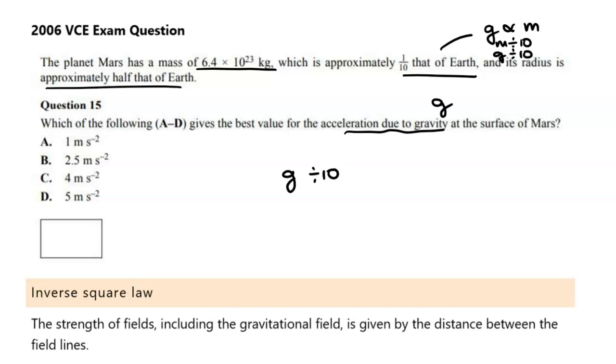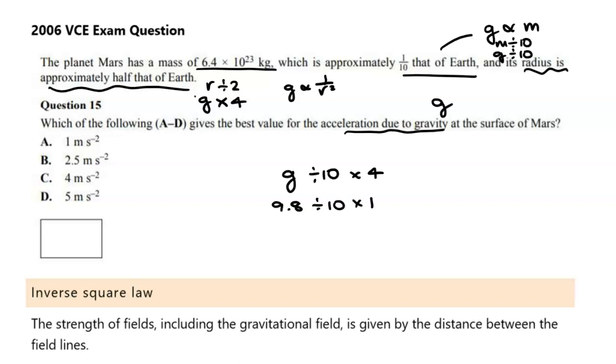But it also says the radius is approximately half that of Earth. If we halve the radius, that means G, because it's proportional to 1 on r squared, G needs to multiply by 2 squared, which is 4. So that means G is going to be divided by 10, but also multiplied by 4. So we could do 9.8 divided by 10 times by 4, or 9.8 times 4/10, and that's going to give us approximately the value C here.